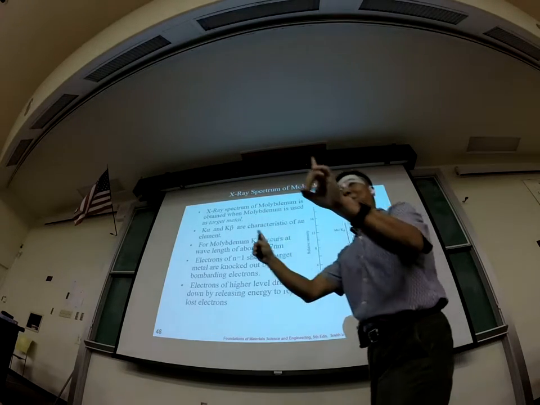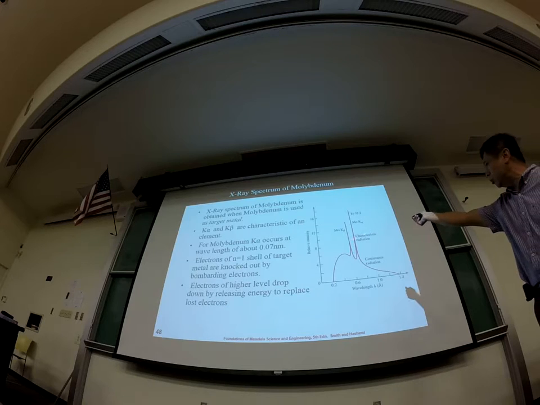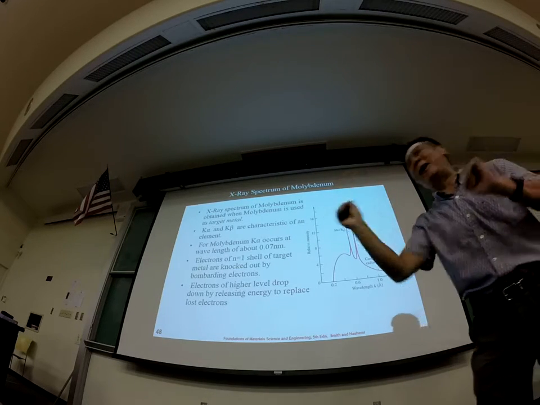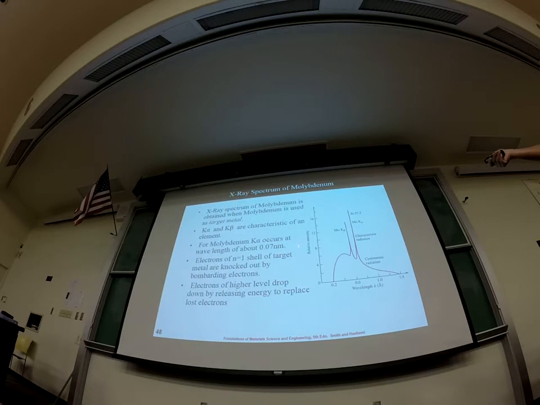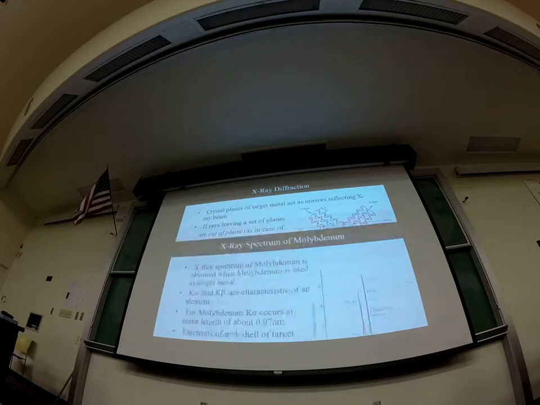They have well-defined wavelengths, okay? Those wavelengths depend on the energy difference between n equals 1 and the higher shell. K alpha is from n equals 2 to n equals 1. K beta is from 3 to 1. So that means the K beta X-ray has a higher energy. Okay? And don't forget, the K alpha X-ray from moly is 0.7 angstrom. So that's a good size, okay?